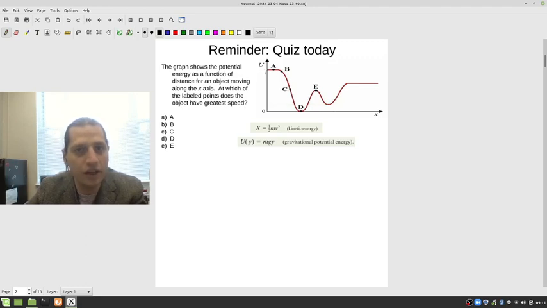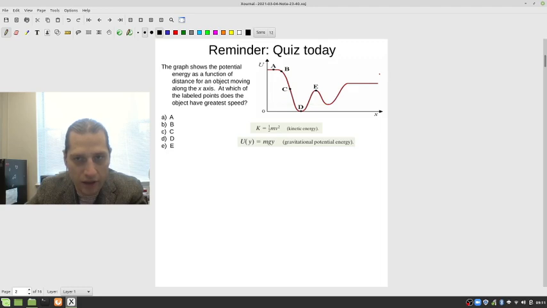Okay, so this is potential energy. You can really literally think of this as the shape of a roller coaster. You have a roller coaster car up here, and as it goes down the slope, it starts to lose potential energy, but it gains kinetic energy. Now it's losing kinetic energy, gaining gravitational potential energy. Now it's losing gravitational potential energy, gaining kinetic energy, and then it slows down.